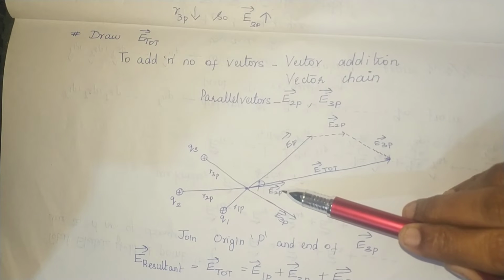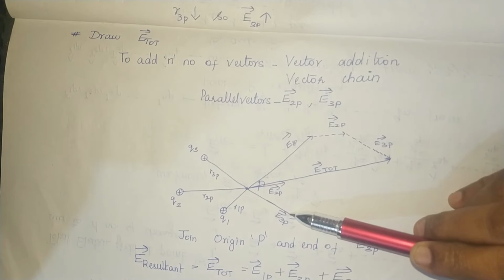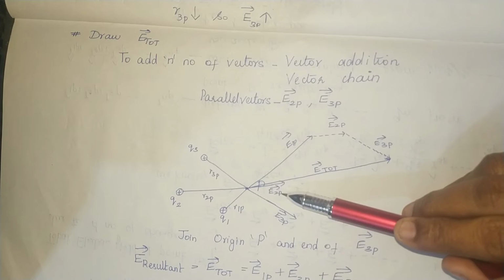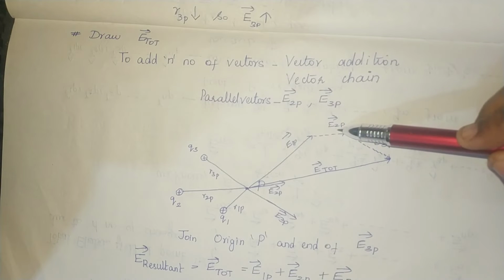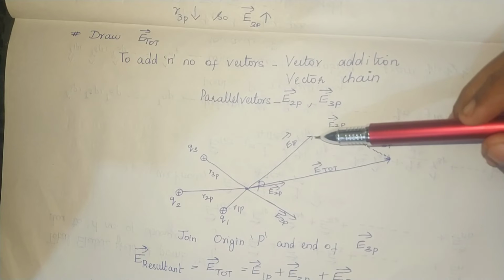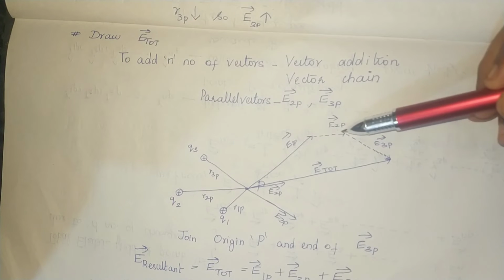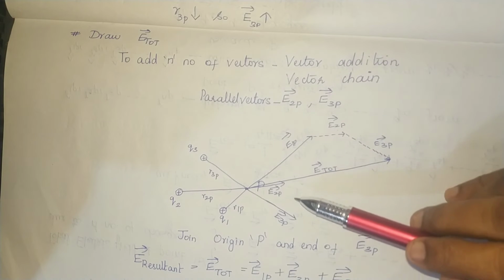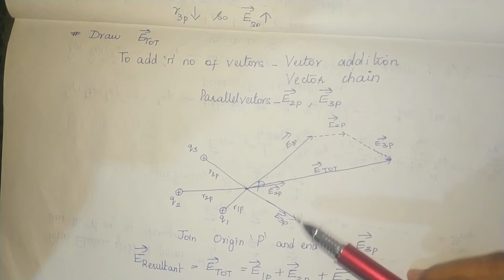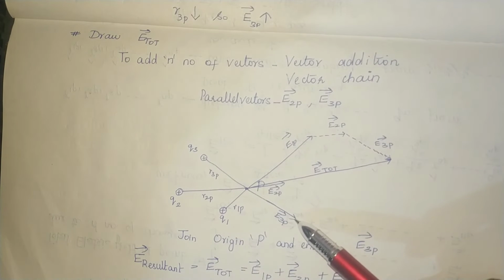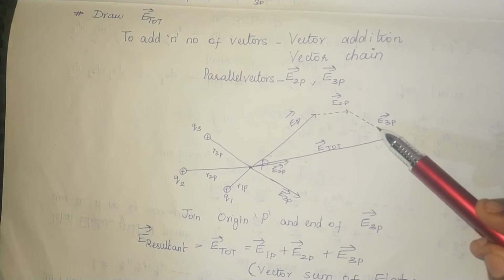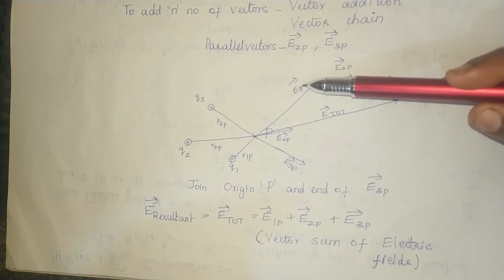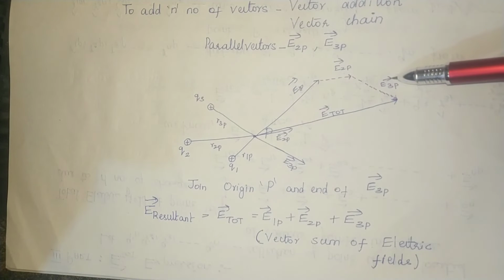So what we have to do? For the E2P vector and E3P vector, we have to draw parallel vectors. Here you see, for the E2P vector, we draw a parallel vector where the E1P ends. And then we have to draw the E3P vector. See, here we have the E3P vector and just the parallel line we have drawn here. Okay.